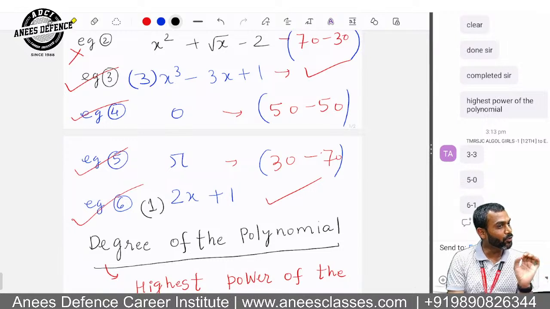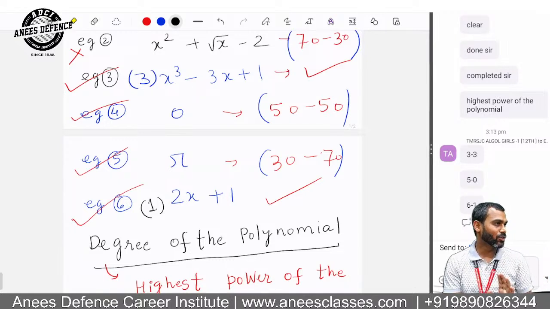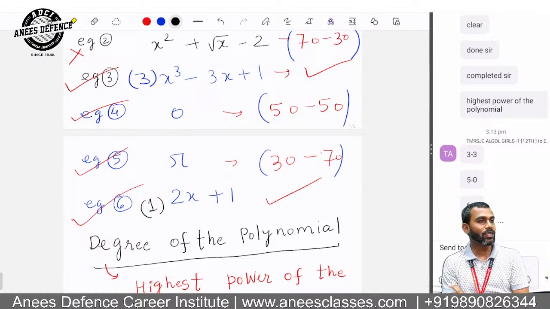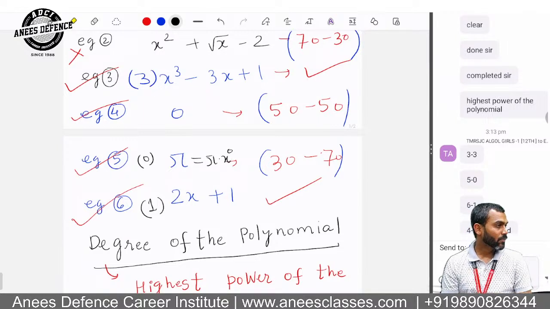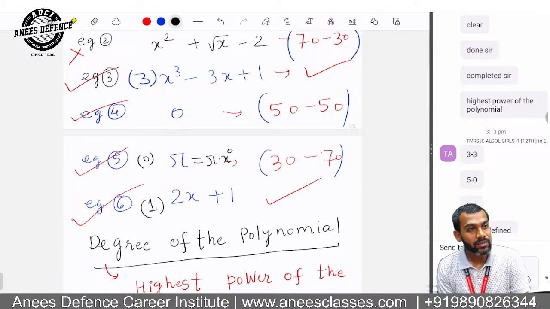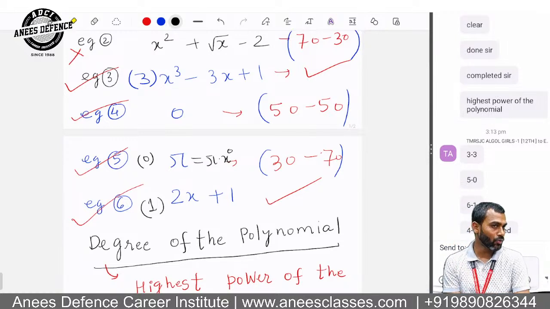Pi can be written as pi into x to the power 0 only. Yes or no? Uniquely, pi can be represented in the form of a n x raised to n and so on. Yes or no? So pi can be written as pi into x to the power 0. So what is the degree? 0. Now what about 0? 0 can be written as 0 into x to the power 0. 0 into x to the power 1 also. So degree is not defined here.